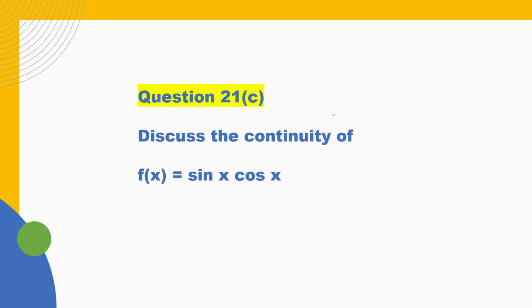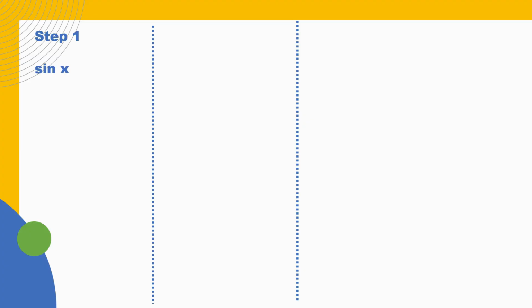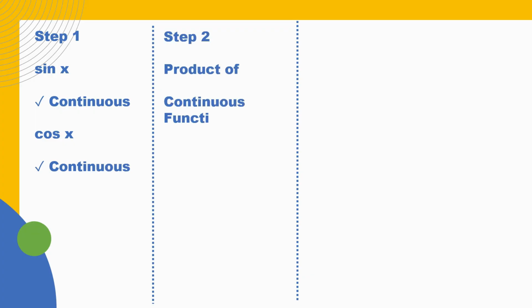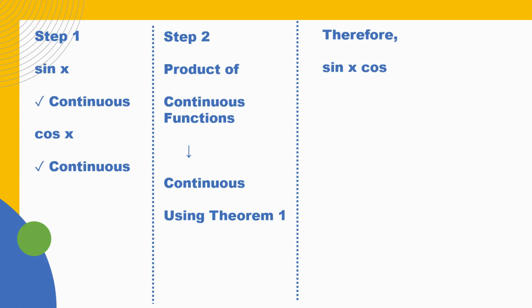Here is another question from exercise 5.1, question 21c. Now, again, don't rush into calculations. First, identify the functions. Sin x is continuous. Cosine x is also continuous. The theorem tells us that the product of two continuous functions remains continuous. Whenever you recognize this pattern in the exam, you can use Theorem 1. Therefore, the product of sin x and cos x is also continuous for every real number.